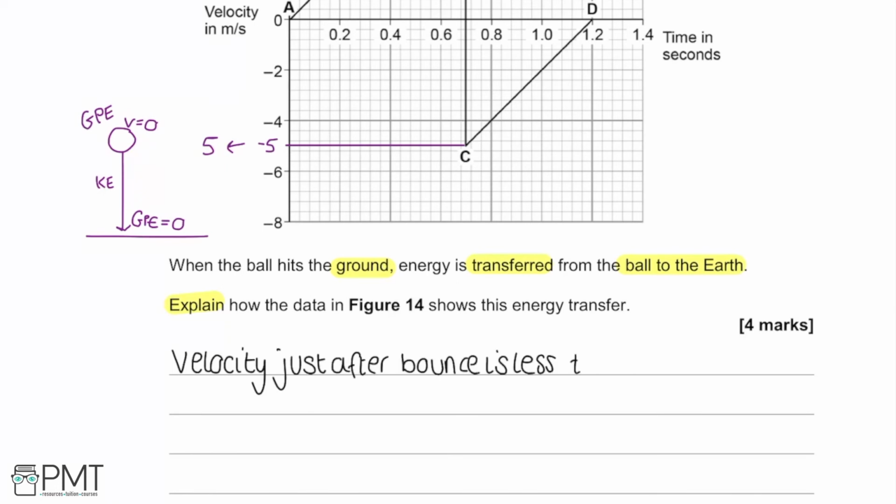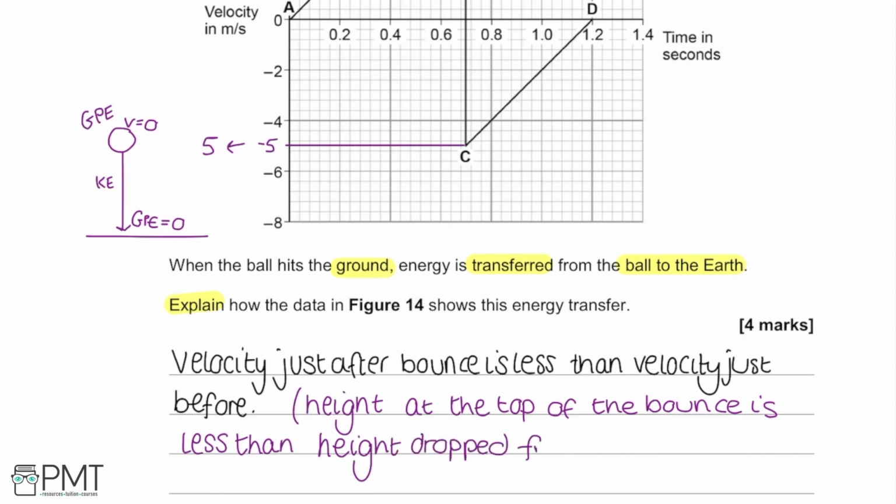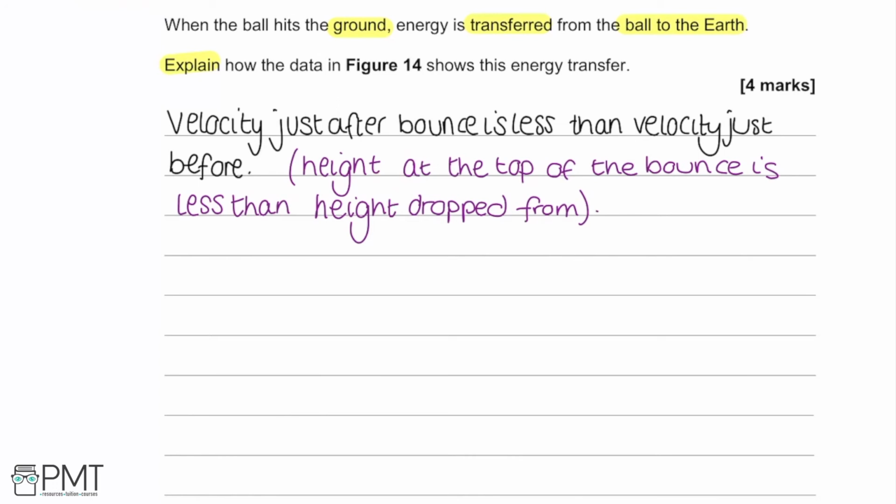Now that's because of this loss, this conversion of energy and some being transferred to the earth. So that means that if it's got less kinetic energy afterwards, the height at the top of the bounce is also going to be less than the height from which it was dropped. So either of these two points are what we need to say to get the first mark. They're going to basically mean the same thing, just saying them in different ways. So we're going to have to write one of these down in order to gain that first mark.